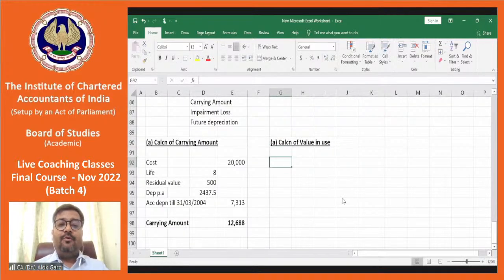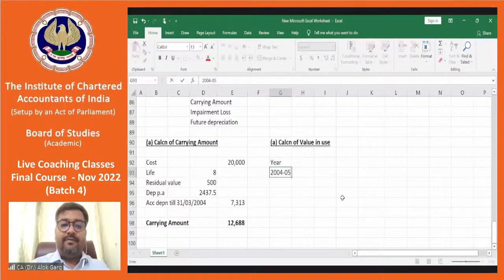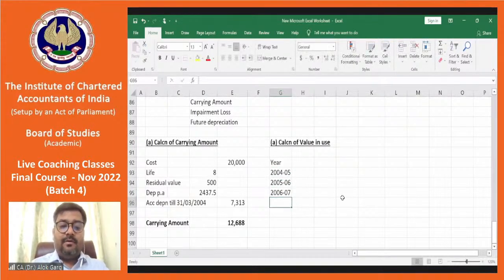For calculating value in use, first of all, let's plot the years. So 2003-04, 2004-05, 2005-06, 2006-07, 2007-08, 2008-09. And in 2008-09, there is one recurring value and there is one terminal value as well.